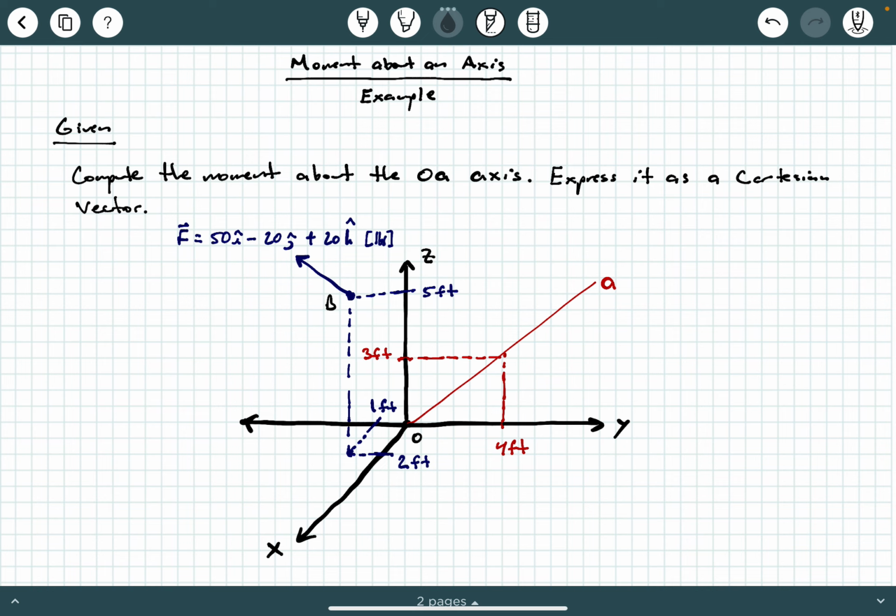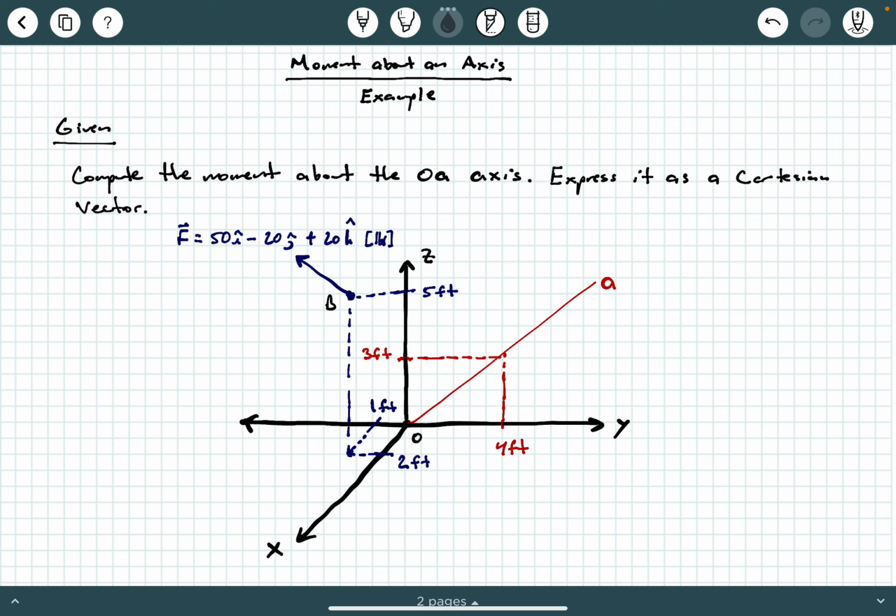Now, the force that's generating some kind of rotation around this axis is this force given to us here, which is already expressed as a Cartesian vector. And that's going to be equal to 50i minus 20j plus 20k. And this Cartesian vector collectively has units of pounds. So that means you could write this as 50 pounds i minus 20 pounds j plus 20 pounds k.